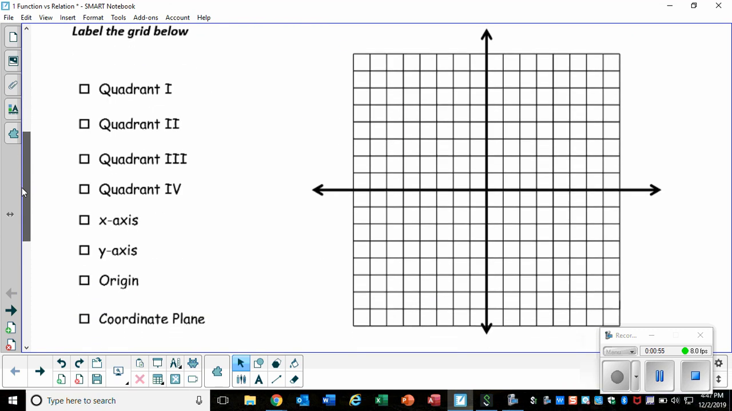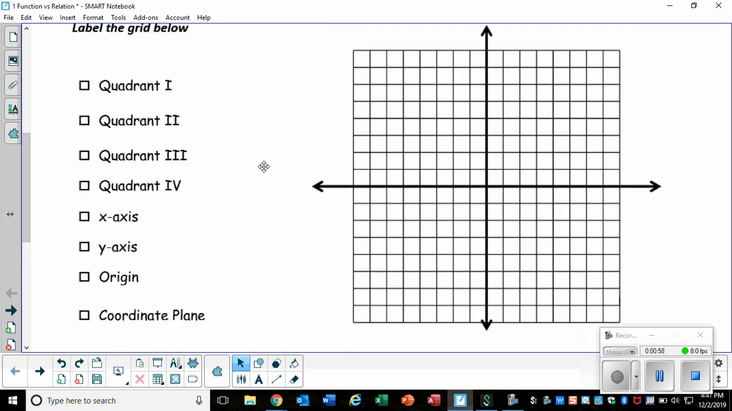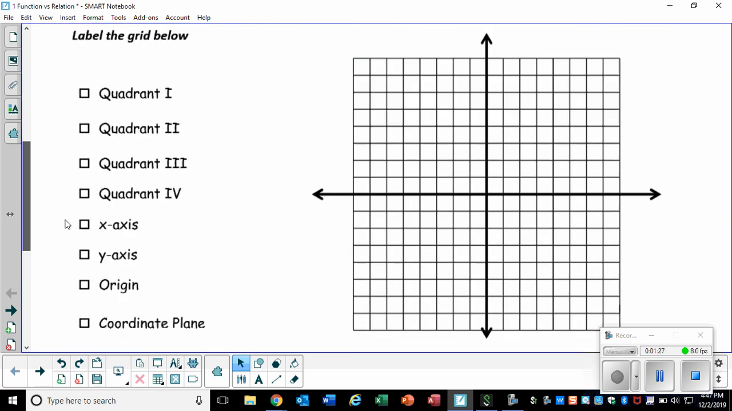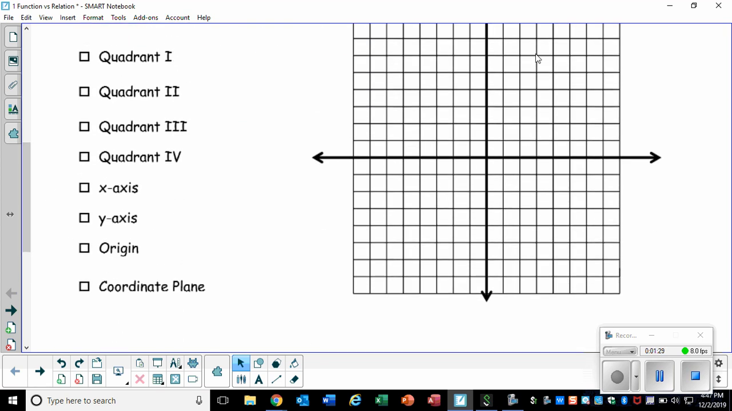Here is a coordinate plane, okay? And we're just going to label the different parts. This whole thing is called a coordinate plane. So we can check, as we go through and label things, we're going to check them off our list. Okay? So, first, where's my stuff? Oh, goodness, everything's happening. Oh, everything's disappeared. Alright, we're going to do this together then.